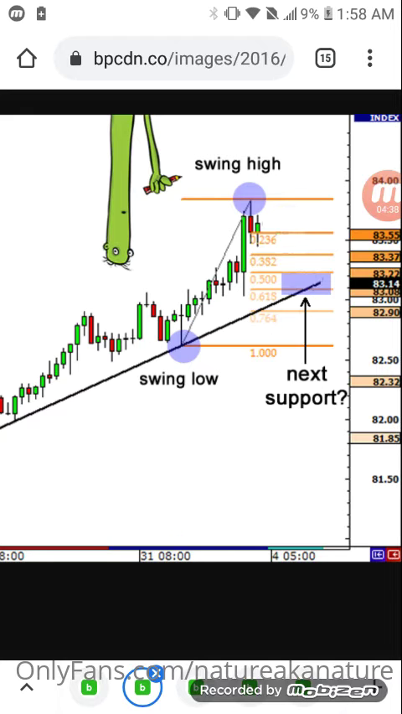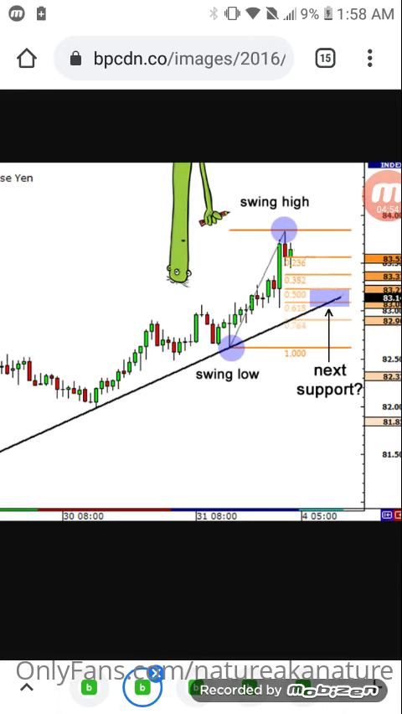Price will retrace back to these levels: either 23.6, 38.2, 50, 61.8, or 76.4. If it retraces back to 76.4, we might be headed into a downtrend. But this is an uptrend, and in an uptrend you buy at the support, you buy low, so you take the swing low to the swing high.